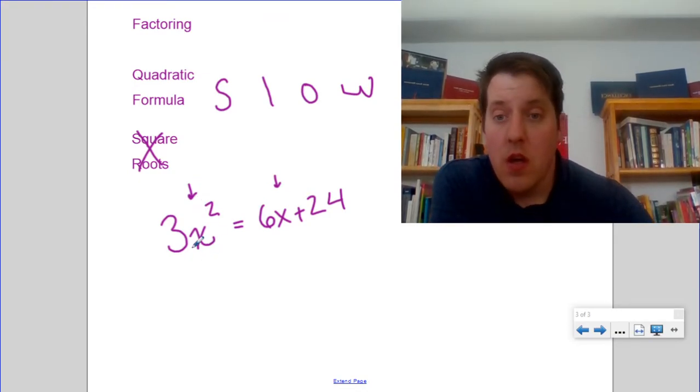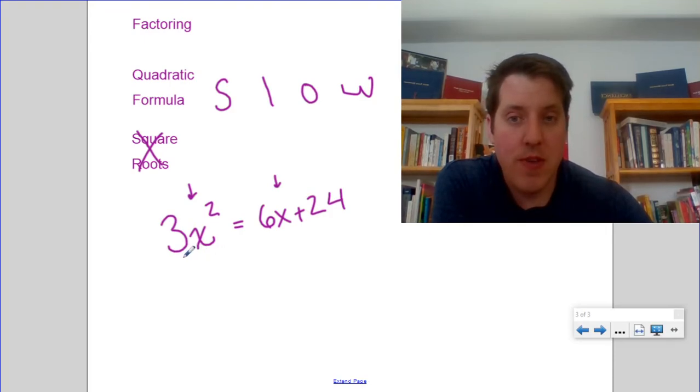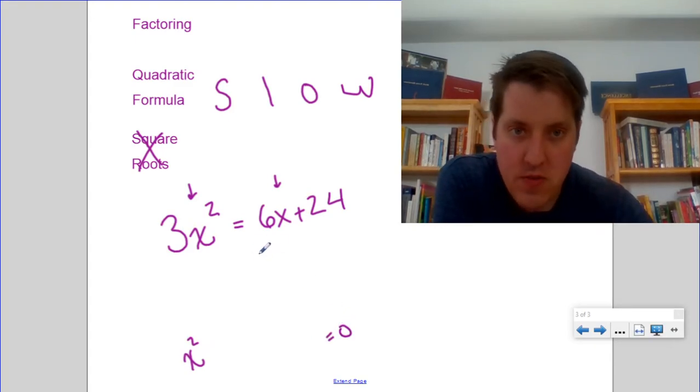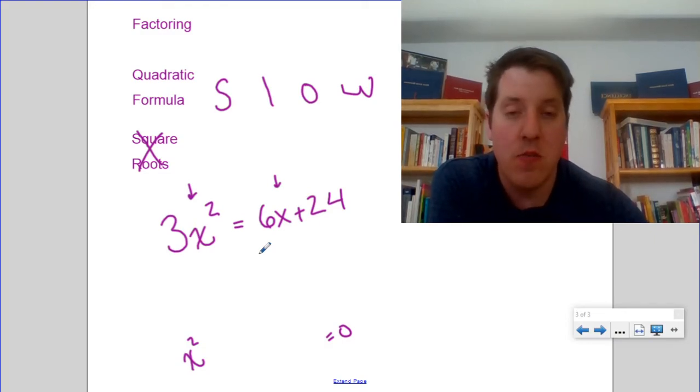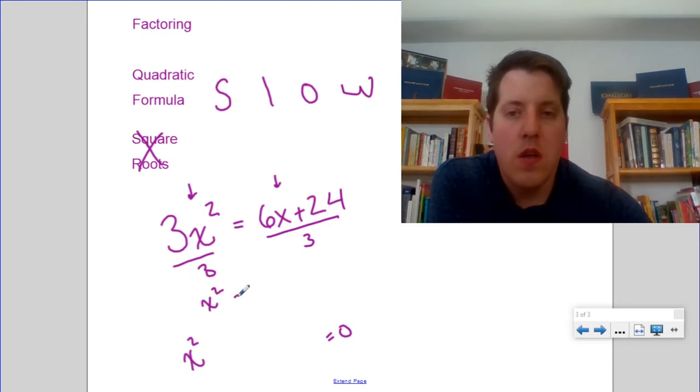Now, you may notice when you look at this equation that each side of the equation only has multiples of 3. You probably want to get x squared by itself in order to factor 1x squared. Not like get rid of all of the x's, but like don't work with 3x squared. So we're going to start by dividing by 3. And we're going to get x squared equals 2x plus 8.